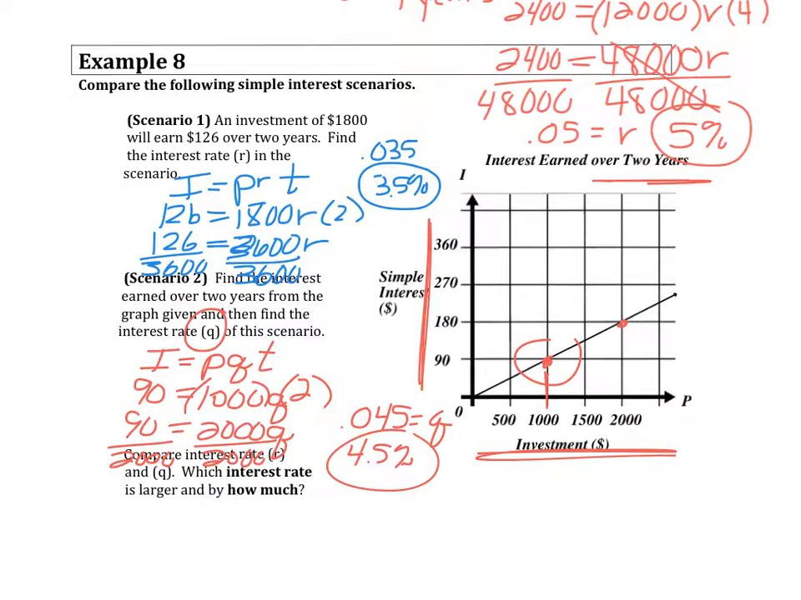Then they have a follow-up question. Which interest rate is larger and by how much, comparing the R and Q? Well, Q is larger. Q is larger because it's 4.5%. By how much? So 4.5 minus 3.5, it's larger by a whole percent.